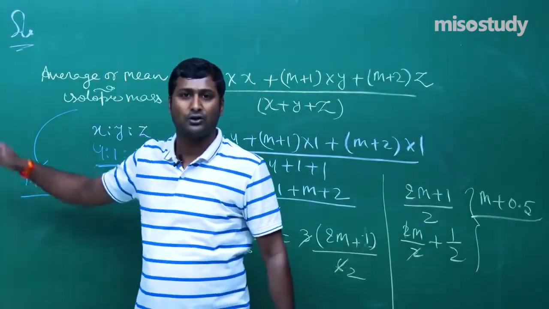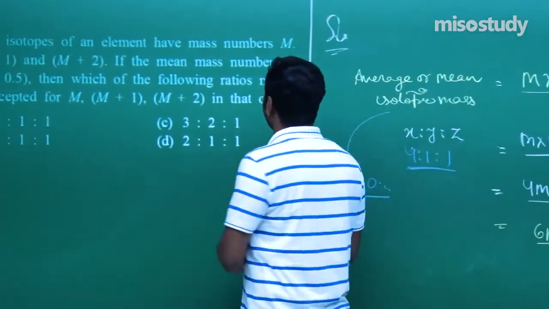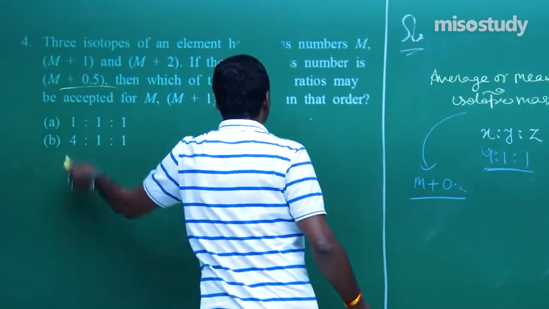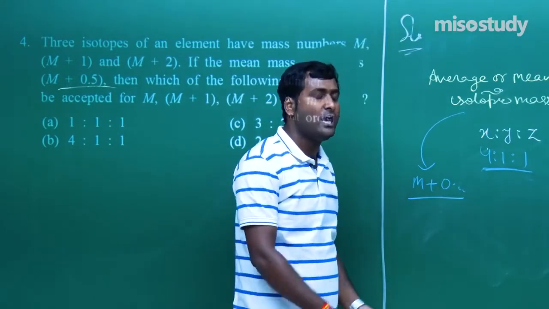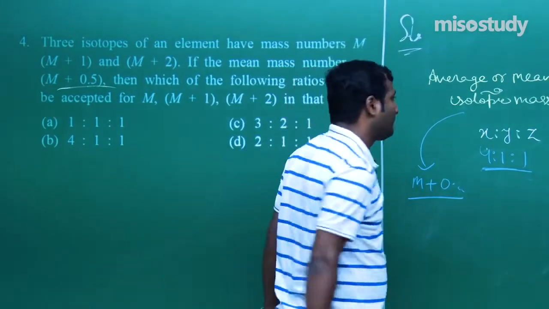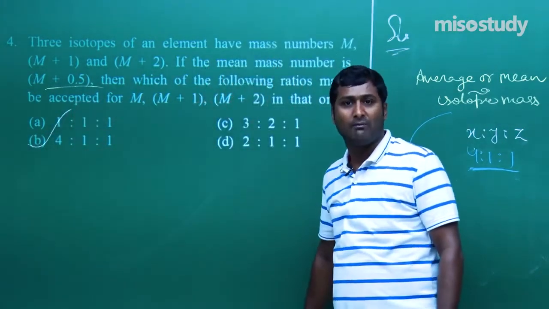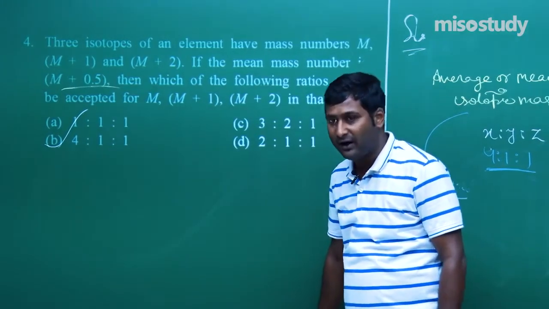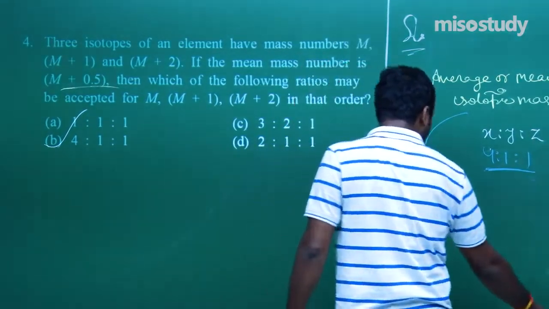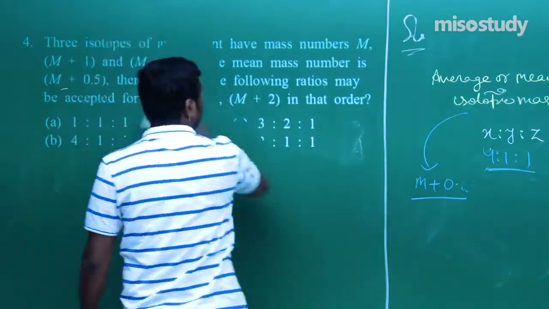And according to the question, check it out. According to the question, it is given here that the average isotopic mass is m plus 0.5. So we can say that for this question B is the correct option. So for question number 4 we can say B is the correct option. Clear, my friend? Now I'm going to rub this part and we'll discuss the next part of the question. Listen carefully to what I am telling.